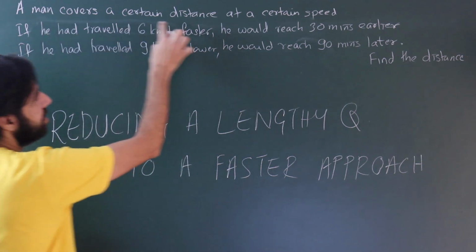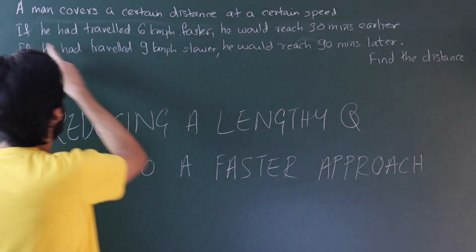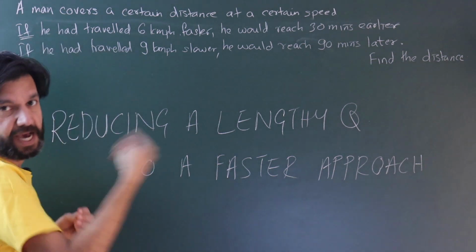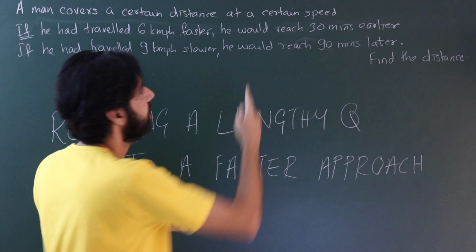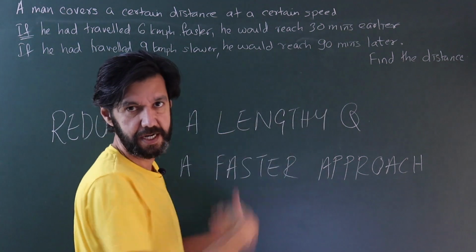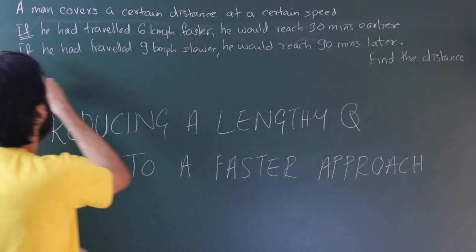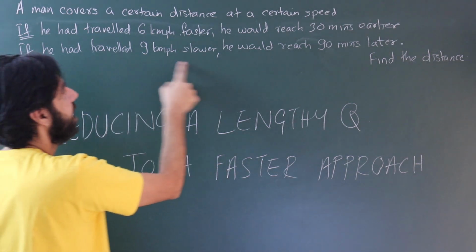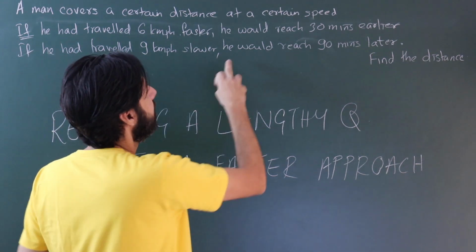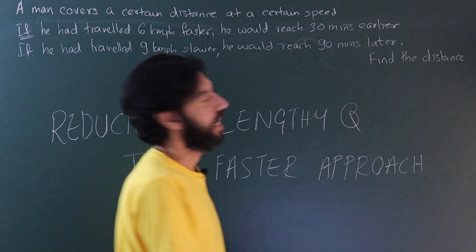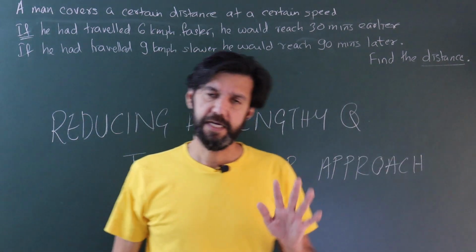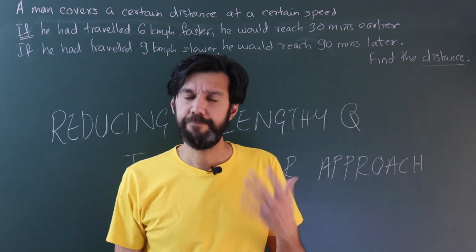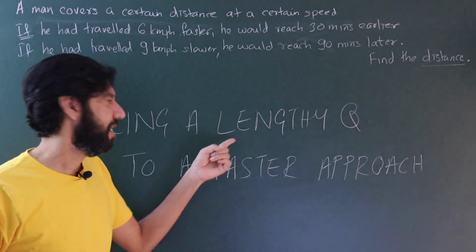So a man covers a certain distance at a certain speed. The scenario is changing. If he had traveled 6 kilometers faster, he would reach 30 minutes earlier. Obviously, he will take less time. But if he had traveled 9 kilometers slower, then he would have reached 90 minutes later. Find the distance.